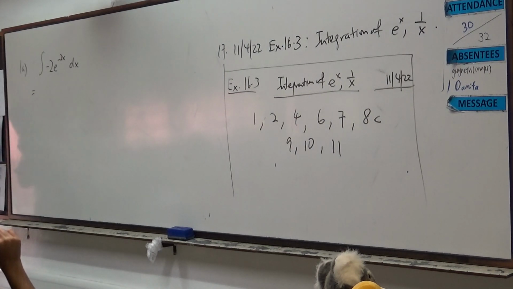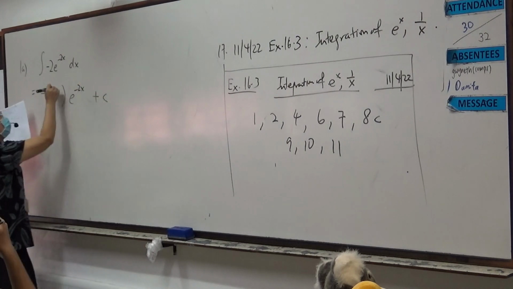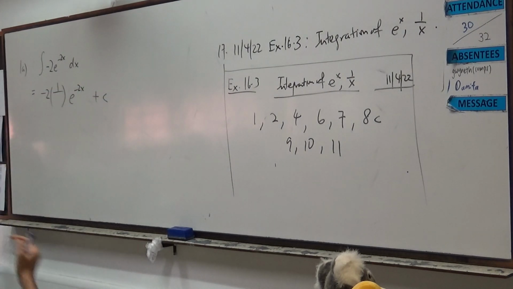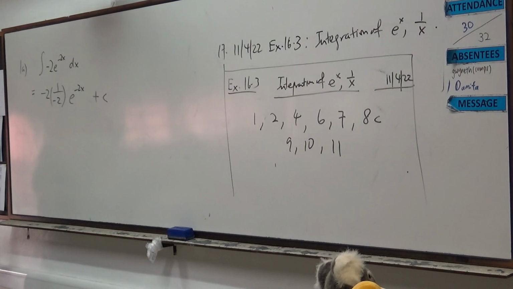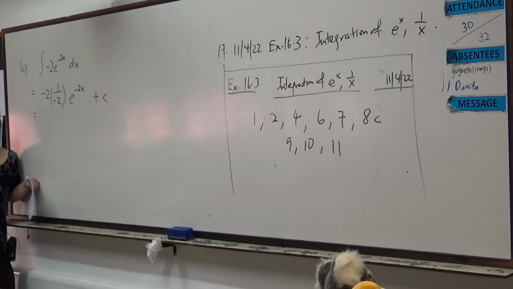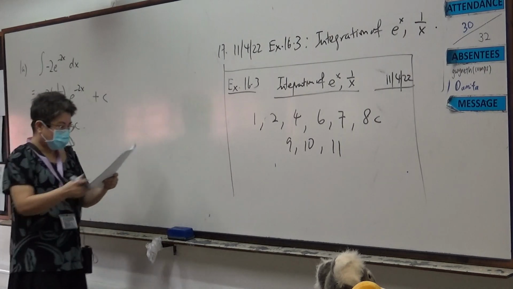Now, I need you to know how to do this. 1 over what? If I differentiate this, what do I get? 2 or negative 2? Can you see it's negative 2? Can you see if you put like that, you will not get it wrong? Okay, so what's the final answer? This one of course is gone, right? Then becomes what? e to the minus 2x plus c.